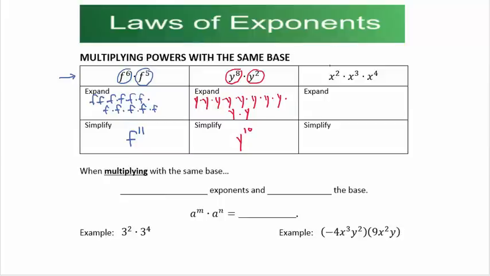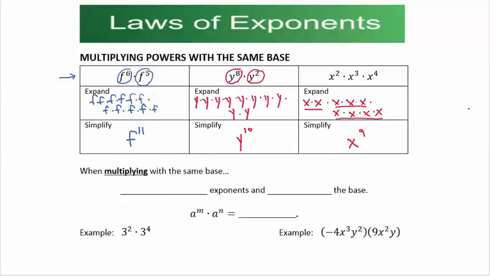All right, I want you to take just a second and see if you can do this last one, x squared times x to the 3rd times x to the 4th. Okay, when we look at that, we have x squared, which is 2 x's, times x to the 3rd, which is 3 x's, times x to the 4th, which is 4 x's. So the base is going to be x when we simplify, and I have 1, 2, 3, 4, 5, 6, 7, 8, 9, so x to the 9th power.